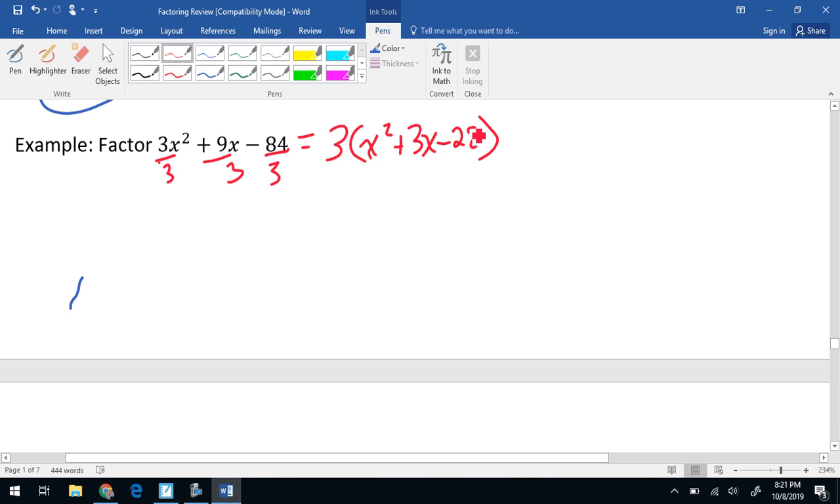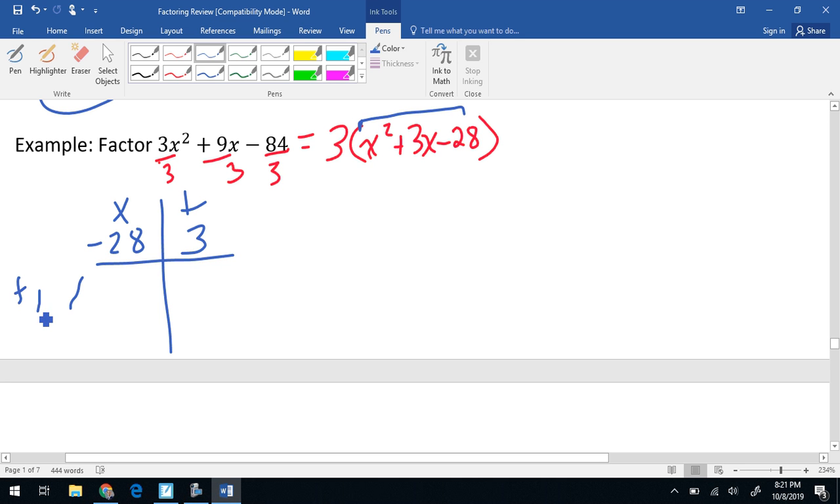Now that makes it a lot easier, because now when I go to factor, I can do 1 times negative 28. So I want to multiply to negative 28, and I want to add to 3. Thinking about my signs, they will be different, because I'm multiplying to a negative. Since the 3 is positive, my larger one's going to be positive. So let's start with 1 times 28. No, that doesn't work. 2 times 14, that doesn't work. 3 doesn't go. 4 times 7, that's going to be the one. Negative 4 and a positive 7.